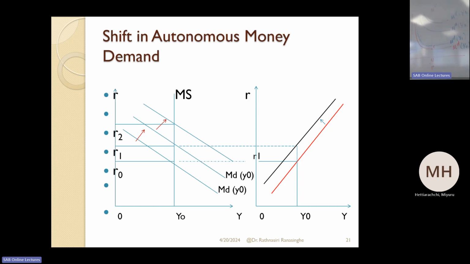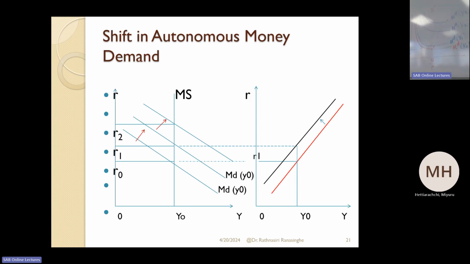At R0, there is no change on this side. R0, Y0. So that is the initial situation. What is this? This is the LM curve. So this is the initial LM curve. Okay, so what happened now?